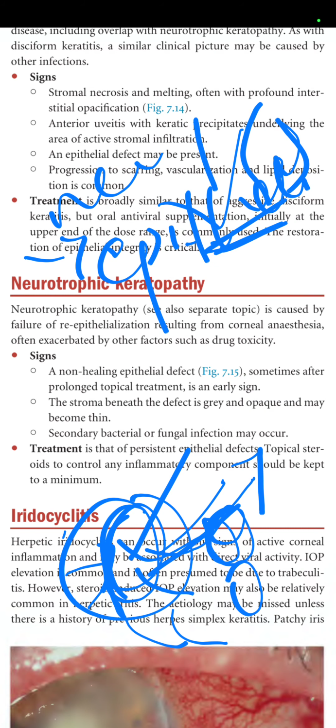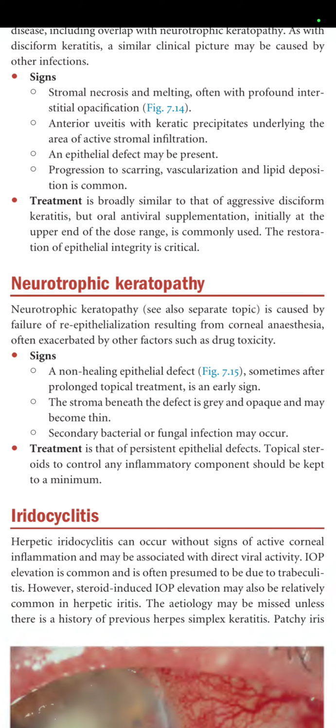So what are the signs? Signs are a non-healing epithelial defect. Sometimes after prolonged topical treatment is an early sign. So basically there is a non-healing epithelial defect. The stroma beneath the defect is gray and opaque and may become thin. Secondary bacterial or fungal infection may occur. Treatment is that of a persistent epithelial defect. Topical steroid to control any inflammatory component should be kept to a minimum.